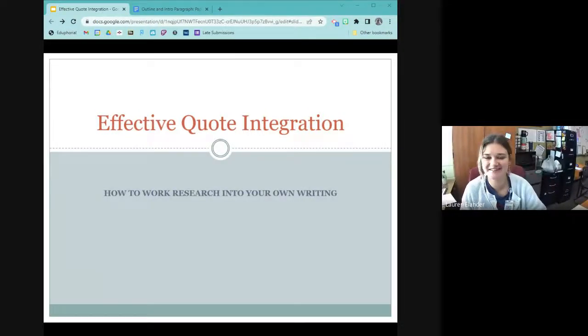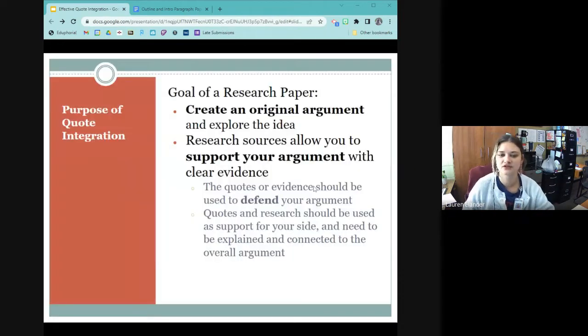Hello. Let's talk about how to effectively integrate quotes into our research paper and learn how to use other people's evidence to support our own claims. So first thing we want to start with is remembering the intentions and the goal of our paper itself.